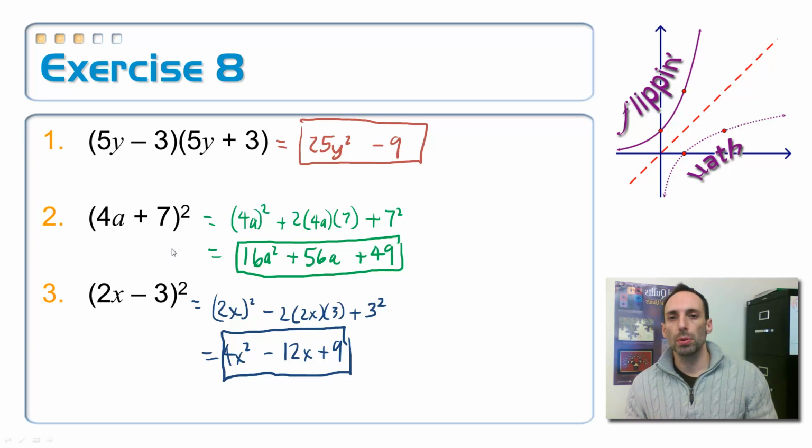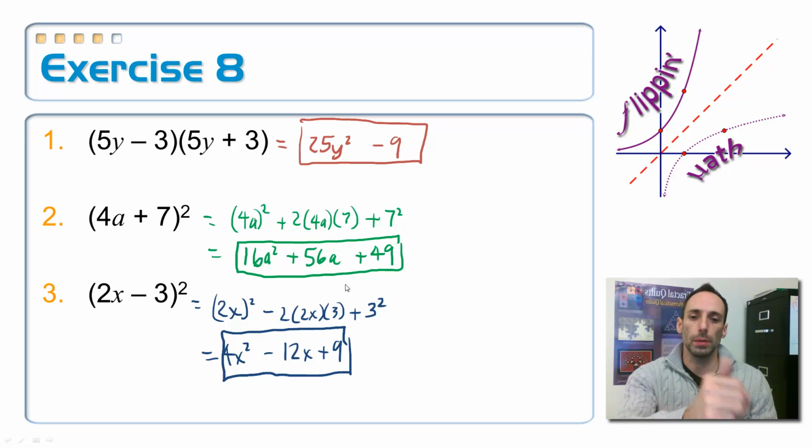The last two are just perfect square trinomials. Now, I wrote out the steps right before I got the answer, but I wouldn't expect you to necessarily do that. Some of that math you could just do in your head and write down what the final answer is. So the pattern is you square the first term, so the 4a, that whole thing gets squared. You keep the plus sign for the middle term, and then it's 2 times the product of the first and last term, so 4a times 7. And then the last term gets squared. The last term always has a plus sign on it. Okay, so it simplifies to 16a squared plus 56a plus 49.